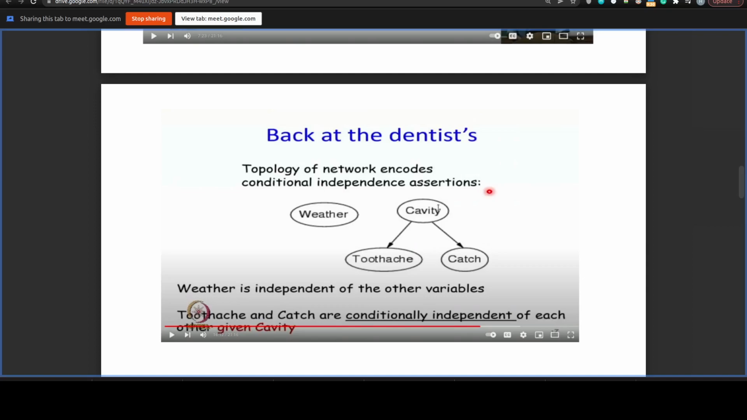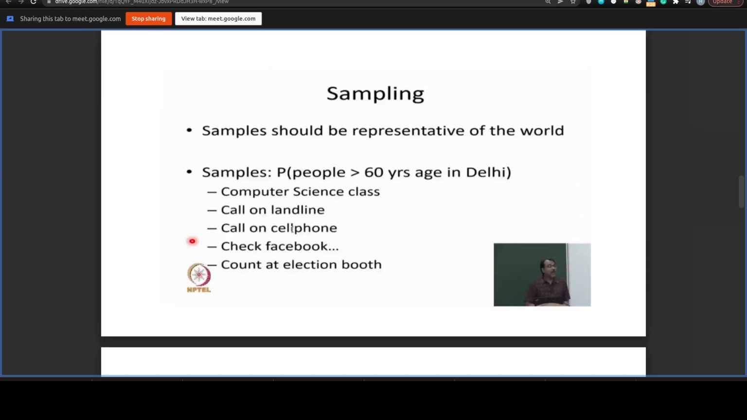Like how you can get this is that you can, in your computer science class, call on landline, call on cell phone, check Facebook, count election booth. So all these variables are related to this. They can determine if the people are greater than 60 years of age in Delhi. What's the probability of this event, right? This way, these events are there.